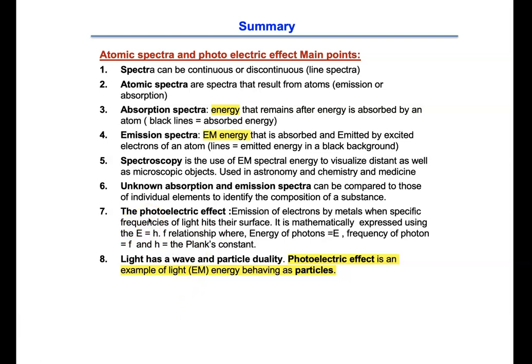Photoelectric effect can be defined as the emission of electrons by metals when specific frequencies of light hit their surface. It is mathematically expressed using the E equals HF relationship, where energy of photons is E and frequency of a photon is denoted by F, and finally H denotes the Planck's constant. Number 8. Light has wave and particle duality, as we learned in the atom topic, unit 2. Photoelectric effect is an example of electromagnetic energy behaving like particles, because it takes one particle to dislodge another particle. So when light shines on metal surfaces and dislodges surface metal atoms, then light must have particle properties.